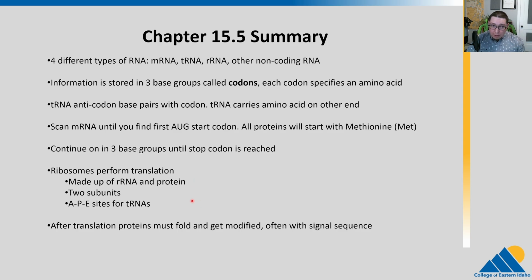The cell uses the ribosome to do this process. It's made up of rRNA and protein. It's got those two subunits and then the different sites that accept the tRNAs, and it kind of walks along the mRNA translating it. After translation, proteins need to get folded and they often get modified, sometimes with that signal sequence. Okay, so that's how the message is decoded. In the next section, we're going to talk about what happens when mutations occur and that can affect the message that's coded for.